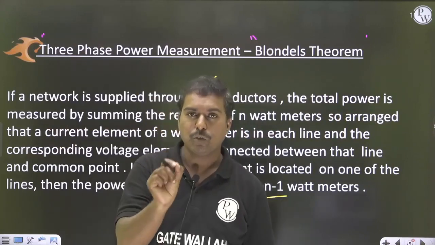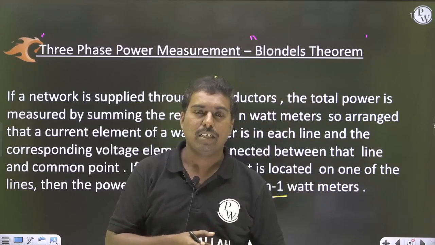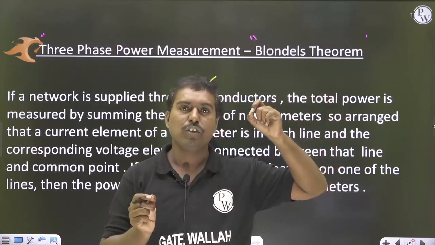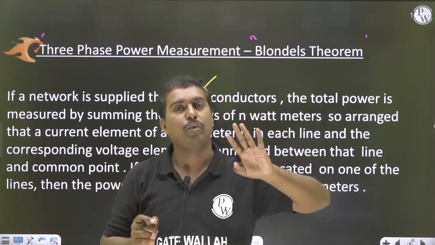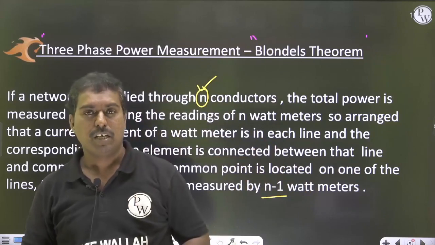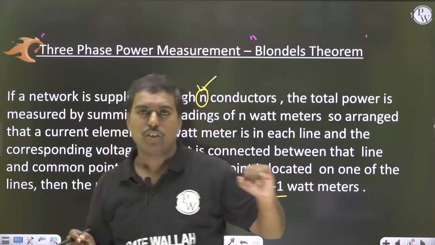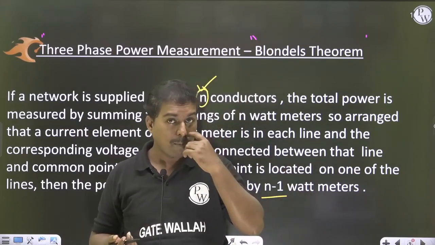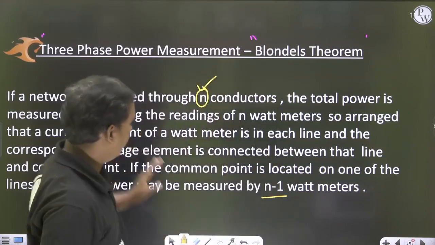If you are using a neutral line, then a current coil is connected to each line, and in between the current coil and the neutral you are connecting one potential coil, then definitely you require n number of wattmeters if it is an n connection supply. But if the neutral line is not present, and one of the lines only is taken as a common point, then n-1 wattmeters are required. That's the statement.